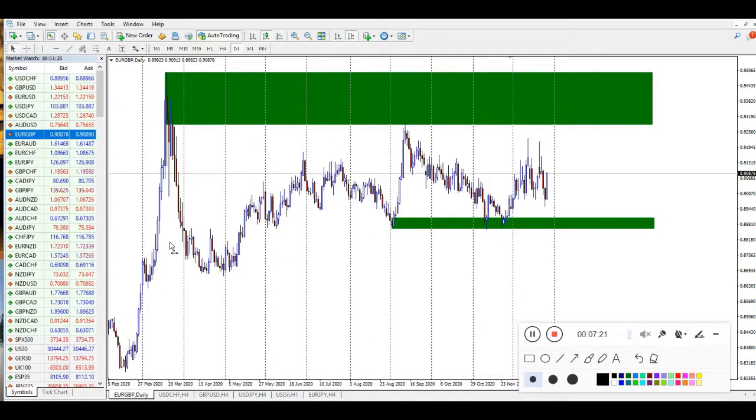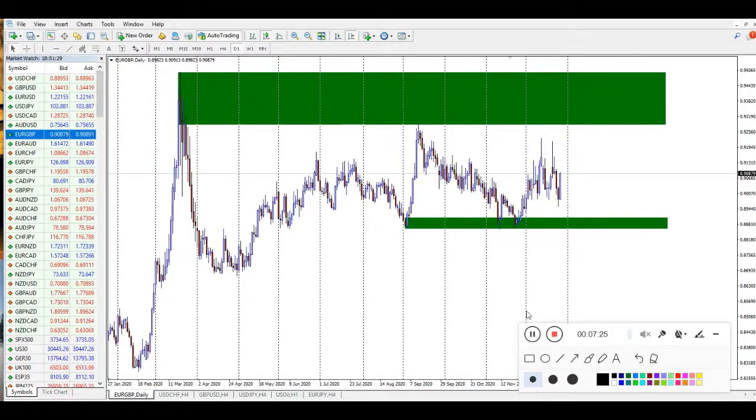This bounce happened as this supply was created. The market went down, then it made a pullback, and then the market bounced on that supply. So this is a supply as it went back down. So that's our daily supply.